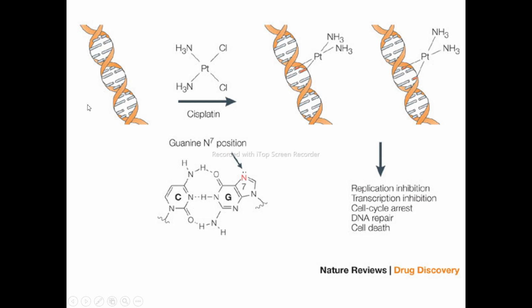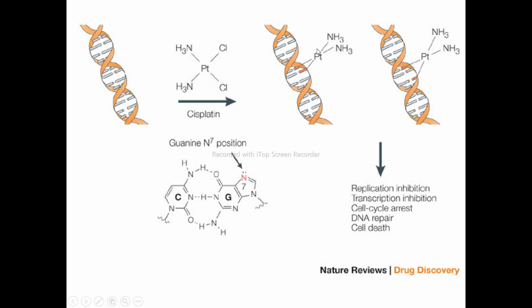In this case, this is the structure of cisplatin, and this cisplatin molecule acts on the single DNA strand and alkylates these DNA bases. So it is shown in this figure.